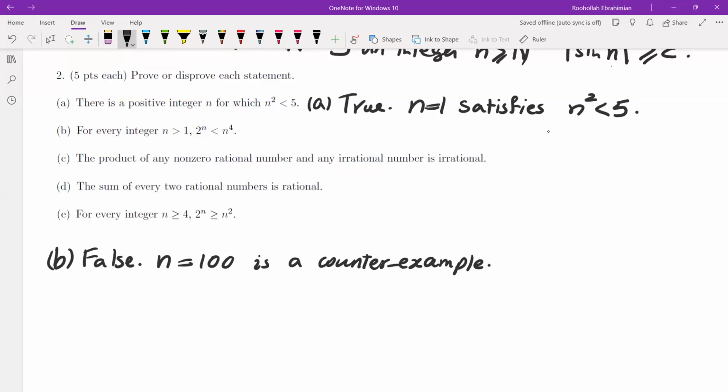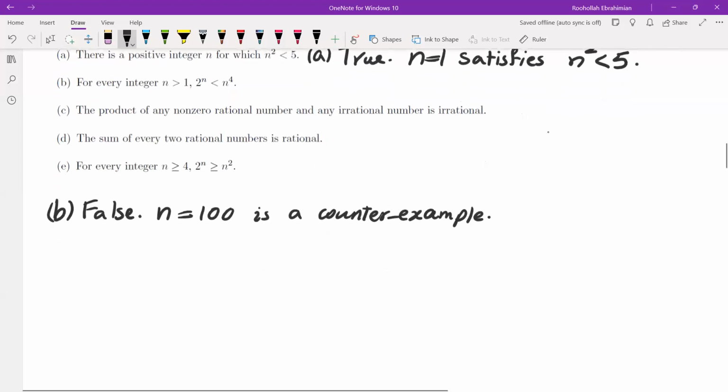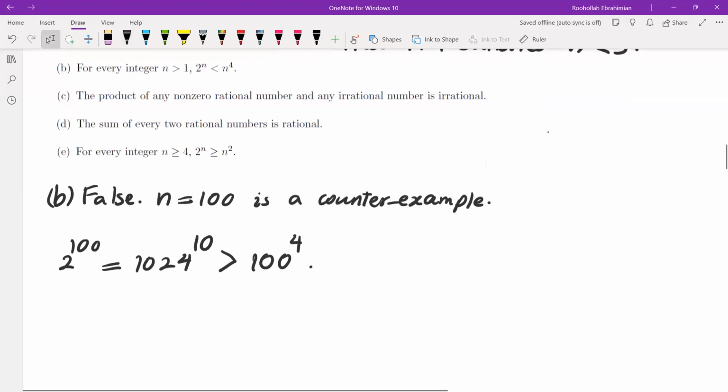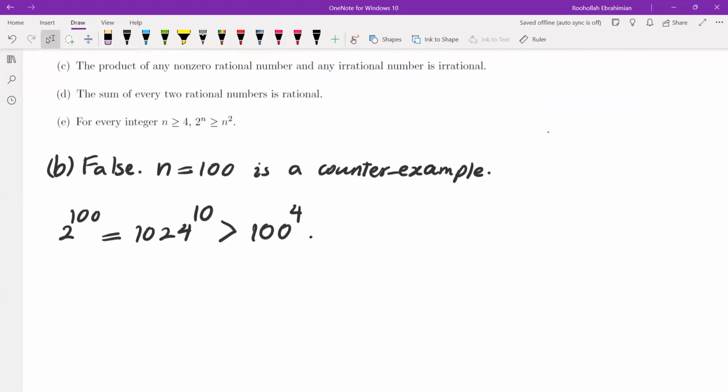So for this problem, we only need to provide one counterexample. And of course, we need to specify why this counterexample works. So 2 to the 100 is equal to 1024 to the 10, since 2 to the 10 is 1024. And this is greater than 100 to the 4. And this comes from properties of inequalities, because 1024 is more than 100, and 10 is more than 4. So this one is false.